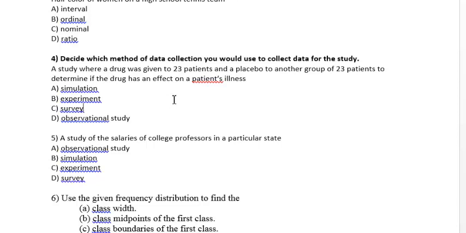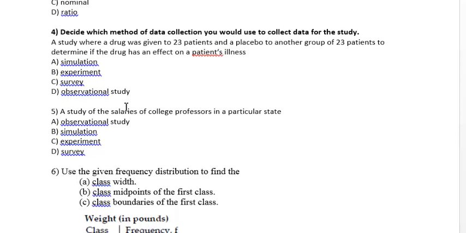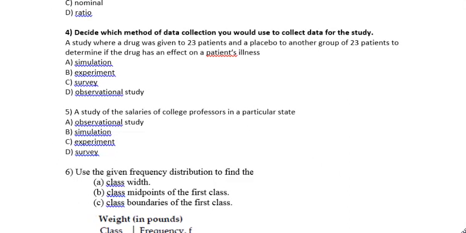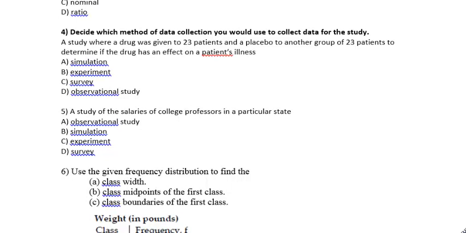So we've got 2 examples of this. A study where a drug was given to 23 patients and a placebo, which means something that looks like the drug but isn't actually the drug, to another 23. And we want to determine if the drug works. This, of course, is a classic description of what an experiment is. You give half the people the drug and half the people you don't, see which one heals, see which one doesn't heal, and make a determination of whether the drug works. That is a classic experiment. So we're going to choose B for that.